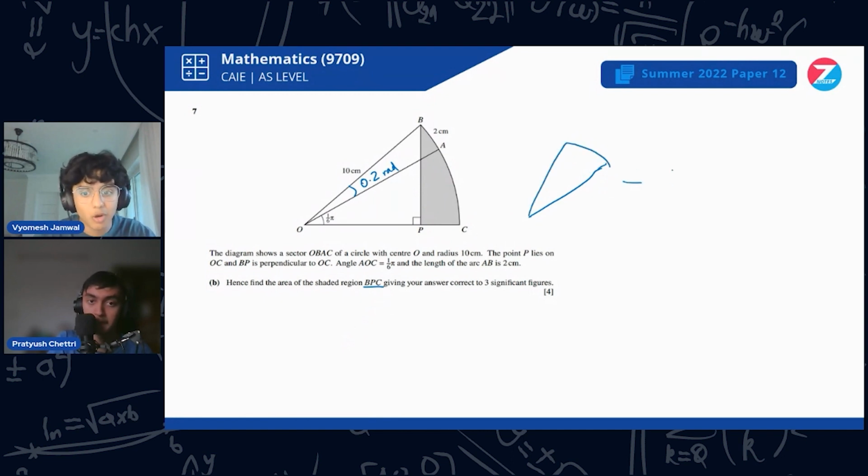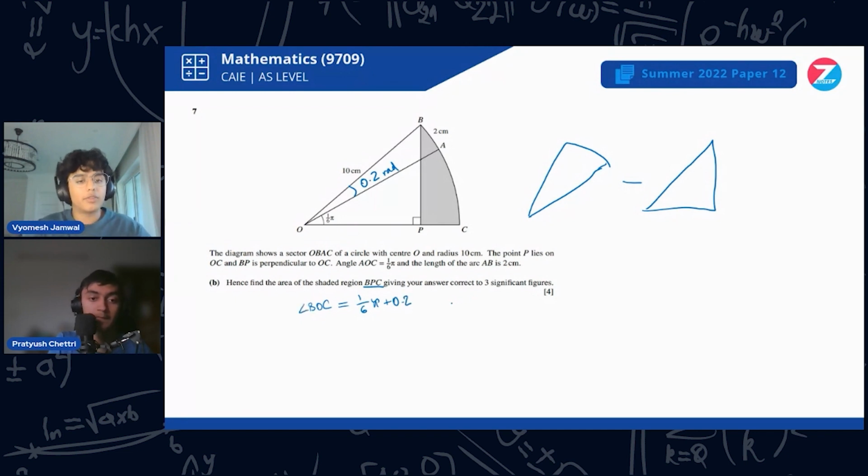So we've already gotten BOC as an angle, right? Or it's the same thing. And so let's not round it off. Let's just keep it in simple terms. It's going to be 1/6 pi plus 0.2. And then what we're going to do after that is find the area of the sector, it's just going to be 1 upon 2 times 10 squared times 1/6 pi plus 0.2.